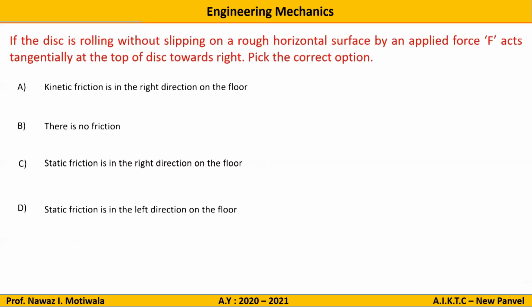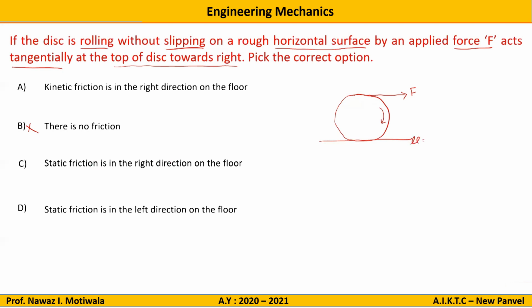Next is: if a disc is rolling without slipping on a rough horizontal surface by an applied force F acting tangentially at the top of the disk towards the right, pick the correct option. The scenario is like this: there is a rough floor, and there is a disk which is rolling without slipping, and there is a tangential force acting here towards the right side. There is no friction, so this is not the option, because it is a rough surface. Friction should be there.